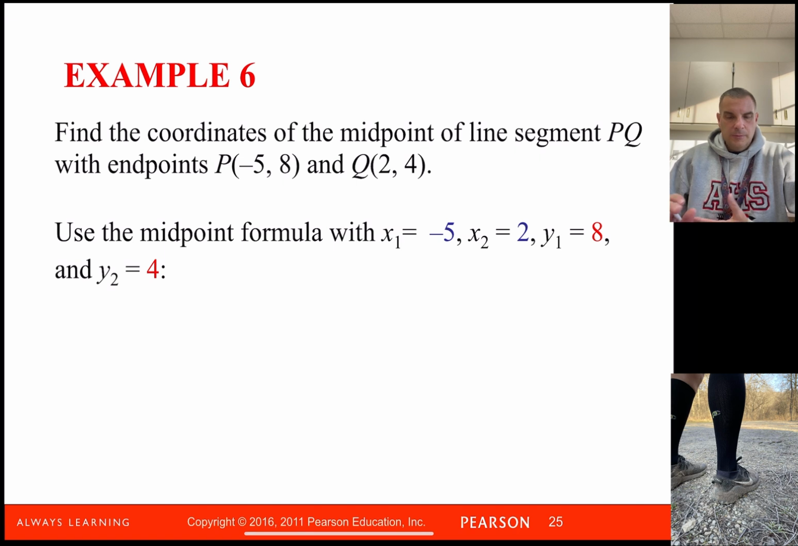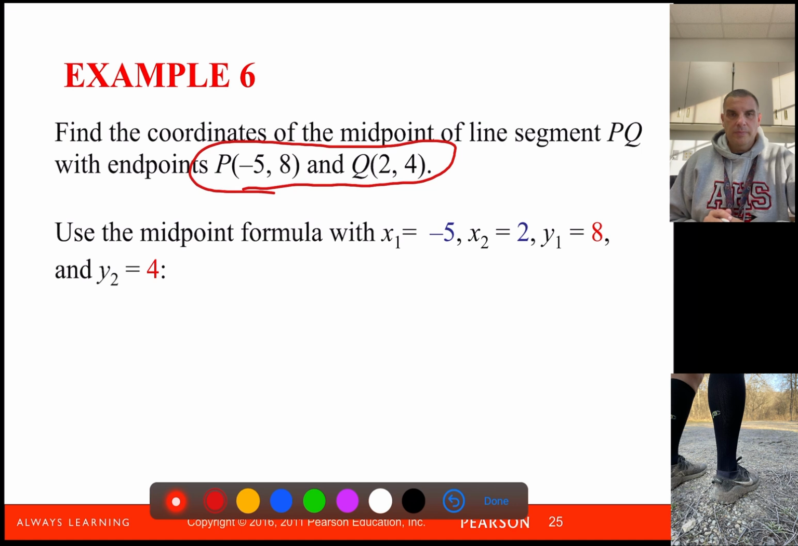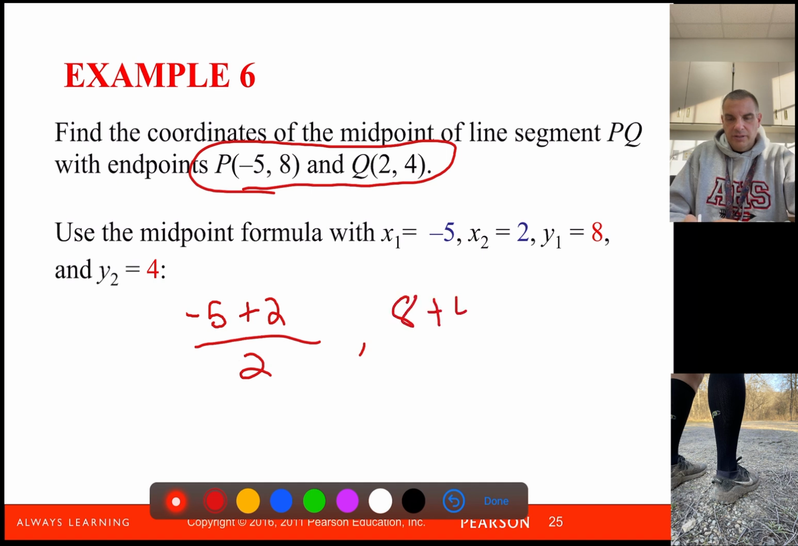Okay, so find the coordinates of the midpoint. So here are our coordinates. We've got to find the midpoint. We are going to take the x values and add them together. So -5 plus 2, you're going to divide it by 2. You're going to take the y values, 8 plus 4, divided by 2. And you're going to solve.